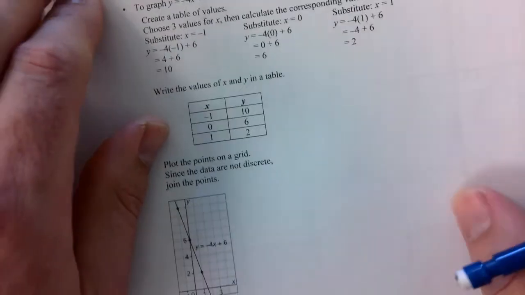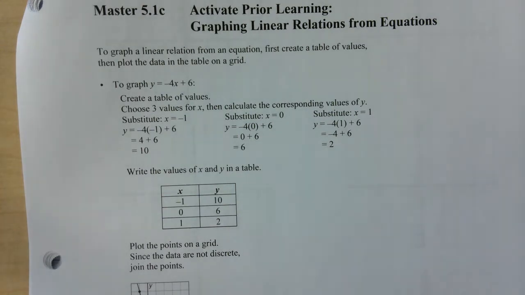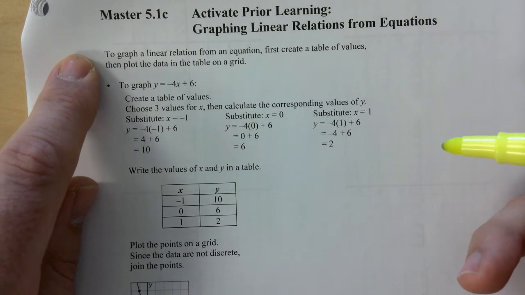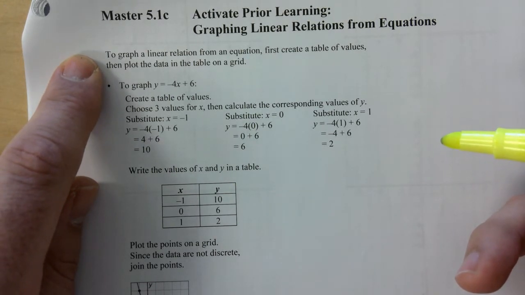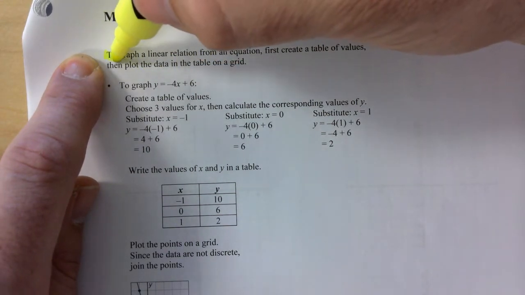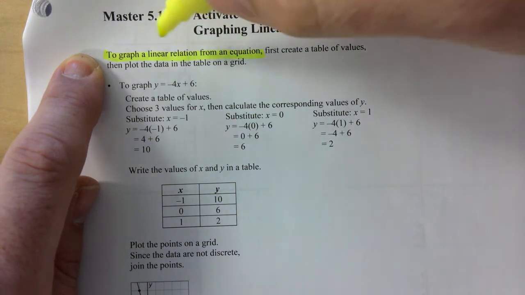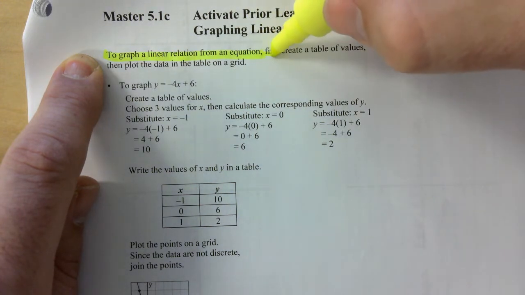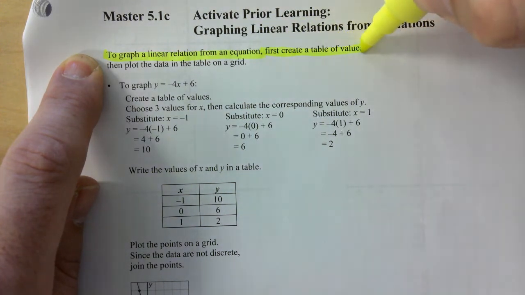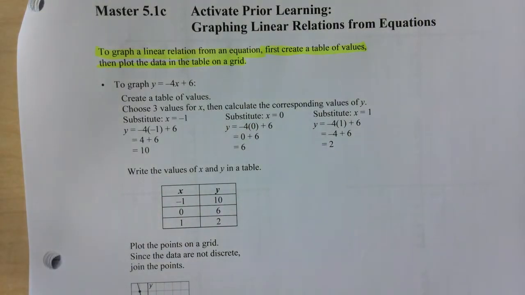Okay, so now we're going to review a little bit of graphing using table of values, okay? So on the back side of this, this is how we're going to approach it first and foremost. To graph a linear relation from an equation, first create a table of values, then plot data on a table, in the table on a grid.